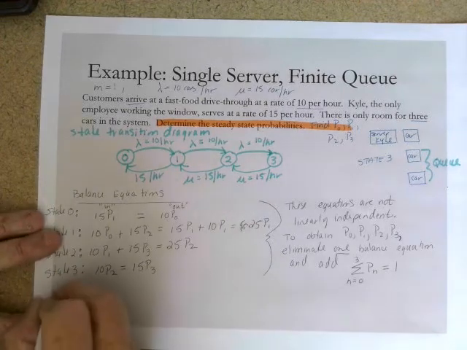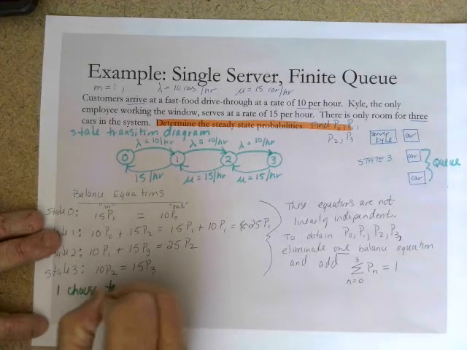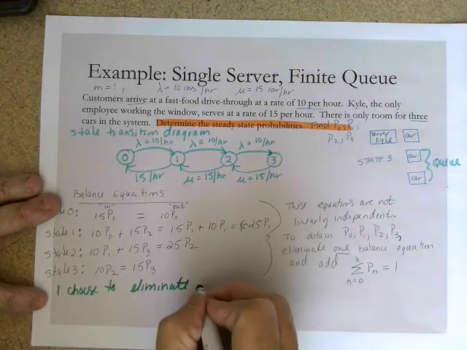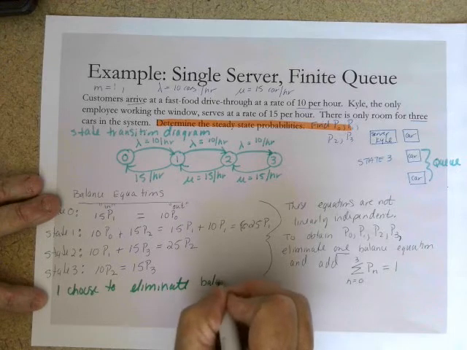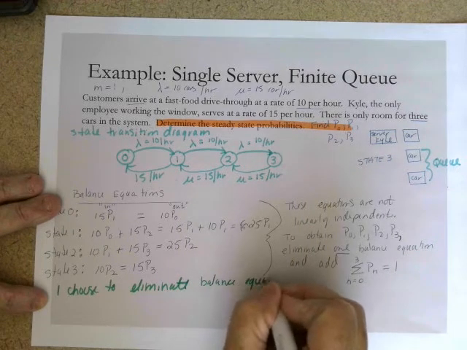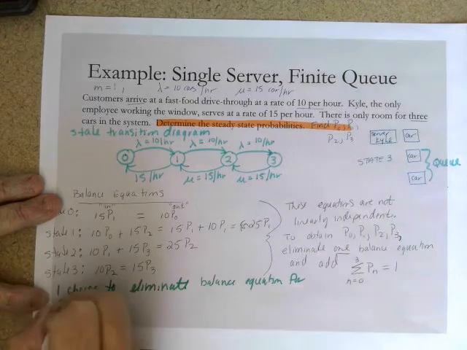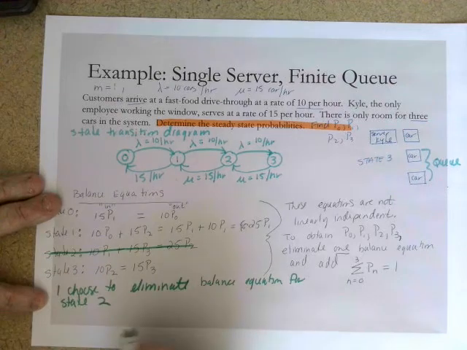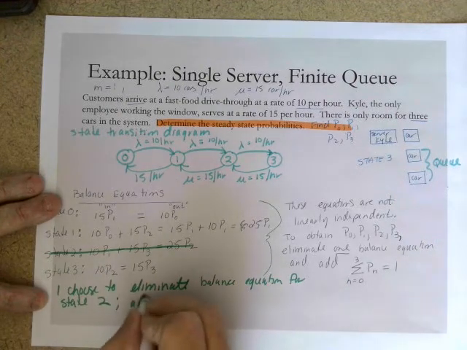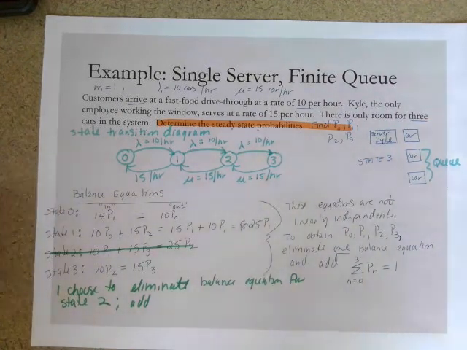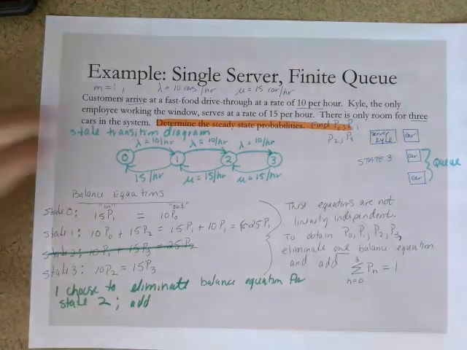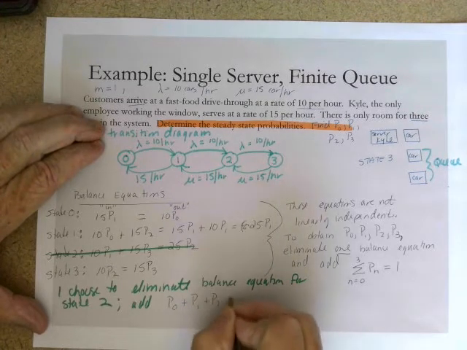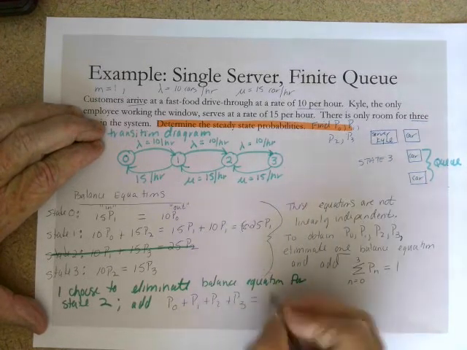So I choose to eliminate the balance equation for state 2. It doesn't matter, okay? So I'm going to toss this one, and then I add this equation to the mix. I add, and maybe I'll put it in black so you know that I'm going to be using it. Now I'm going to add this equation, P0 plus P1 plus P2 plus P3 has to equal 1.